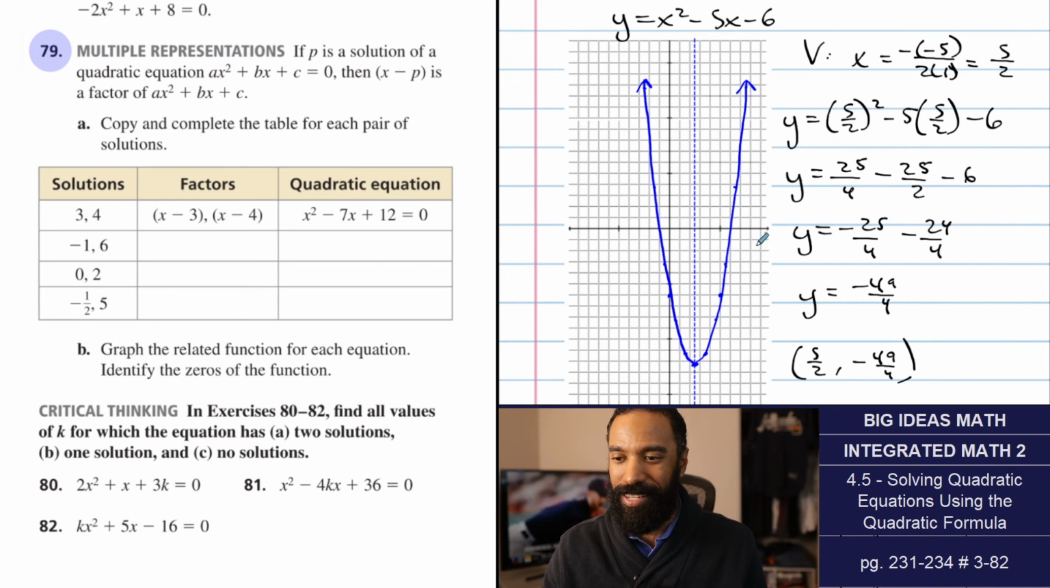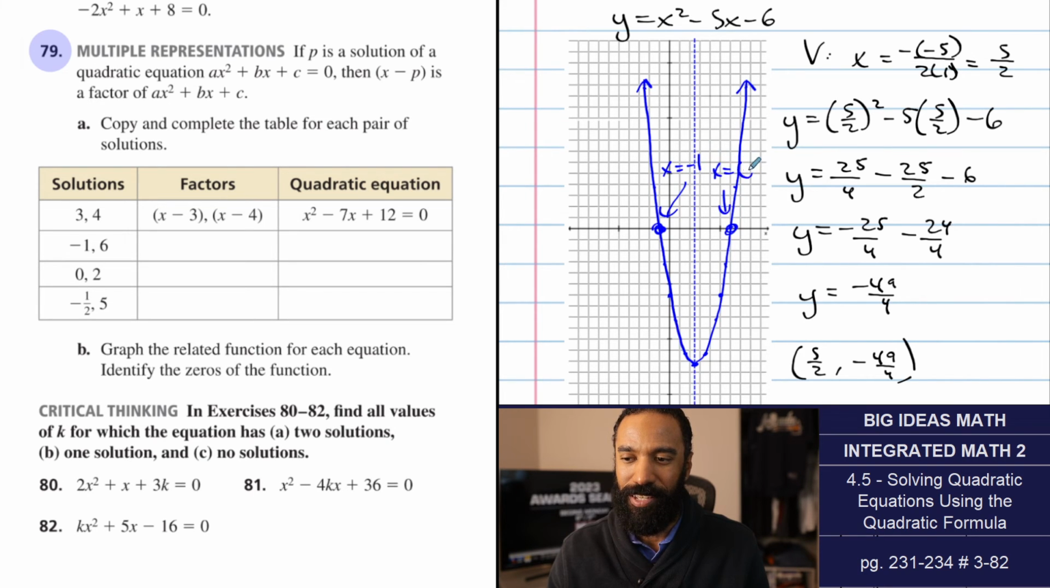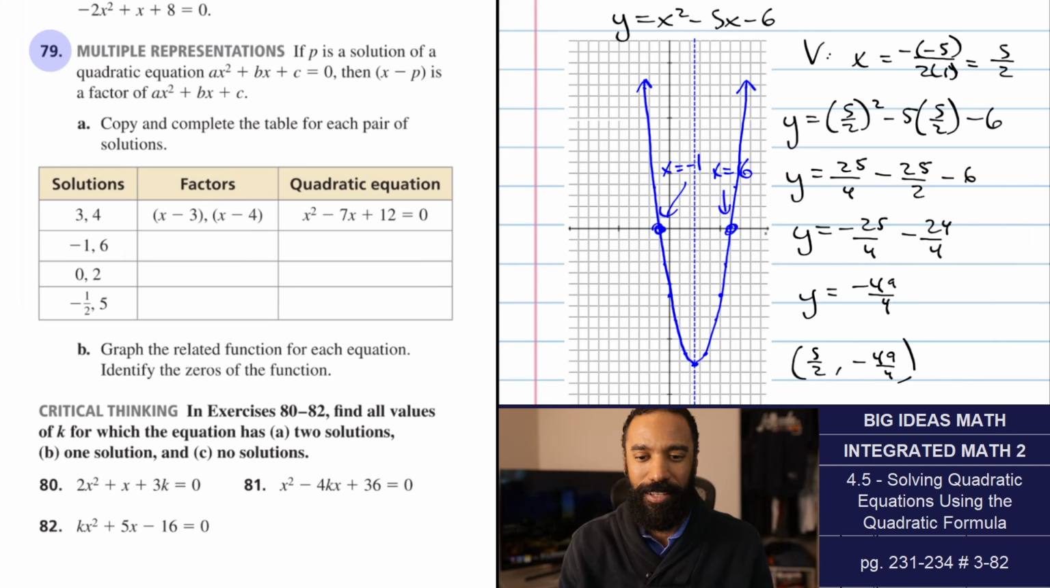Actually, wait, I can't yet get to the next one. The whole point of graphing this was to give you the intercepts. So the intercepts here are x equals negative 1, which was one of the answers, and x equals 6. Okay, let's get to the next one.